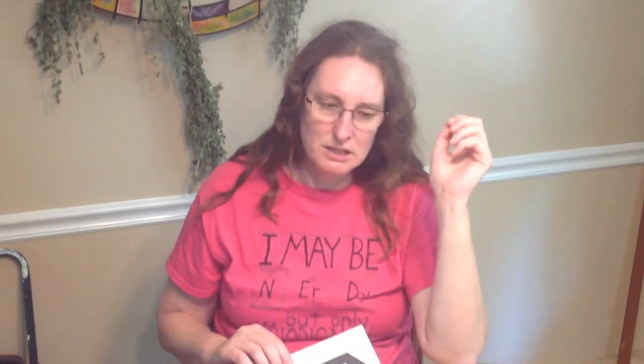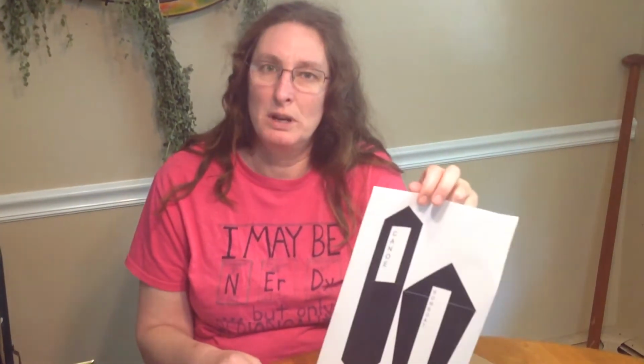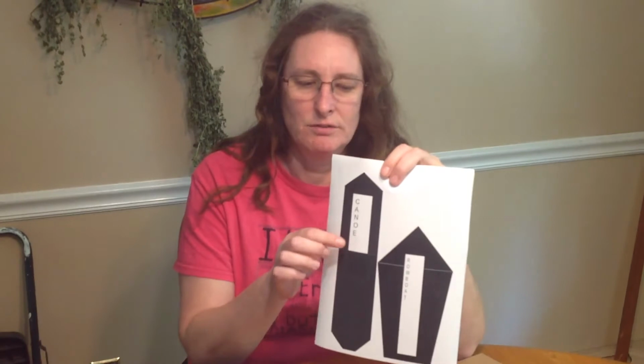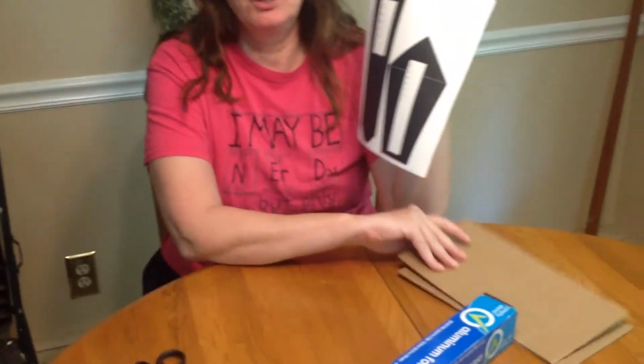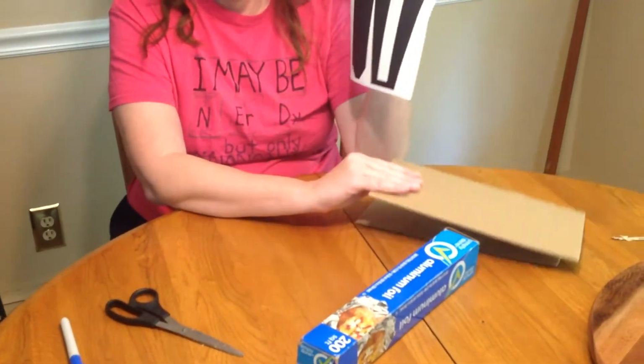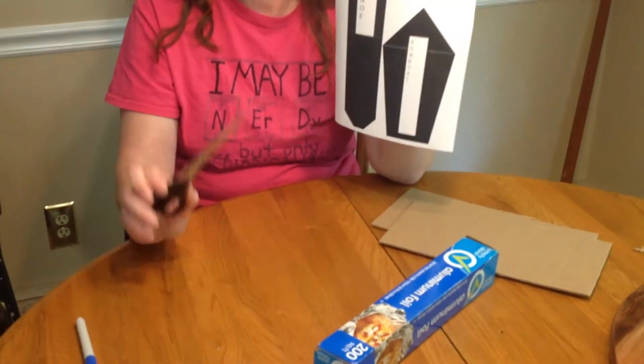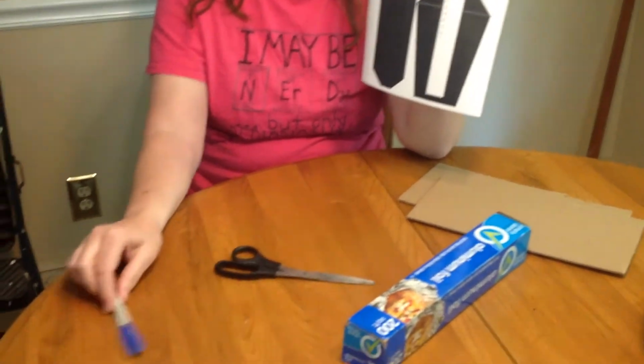So for the hands-on portion of science for week 4, you have a Ziploc baggie in your box and it says week 4 science. And what you have in there is this template of a canoe and a rowboat. You have some foil and you have some cardboard. You're also going to need scissors and a marker.